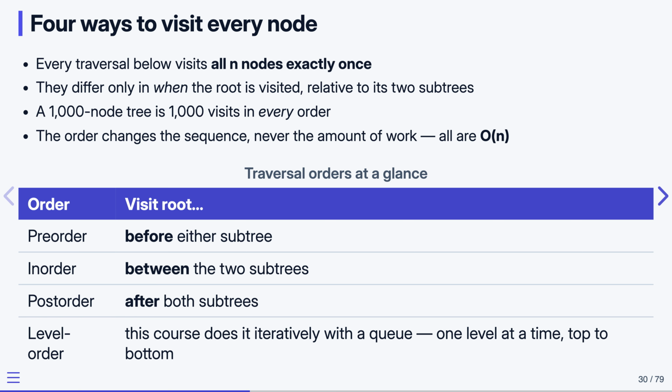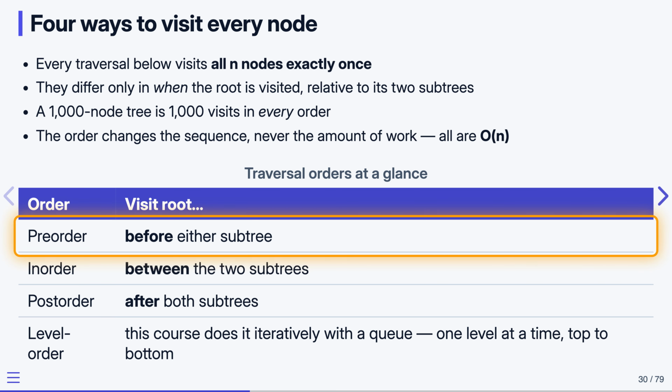A tree with 1,000 nodes is 1,000 visits in every order. The order changes the sequence, but never the amount of work, so all of them are big O of n. Preorder visits the root before either subtree. You handle the root first, then go down.